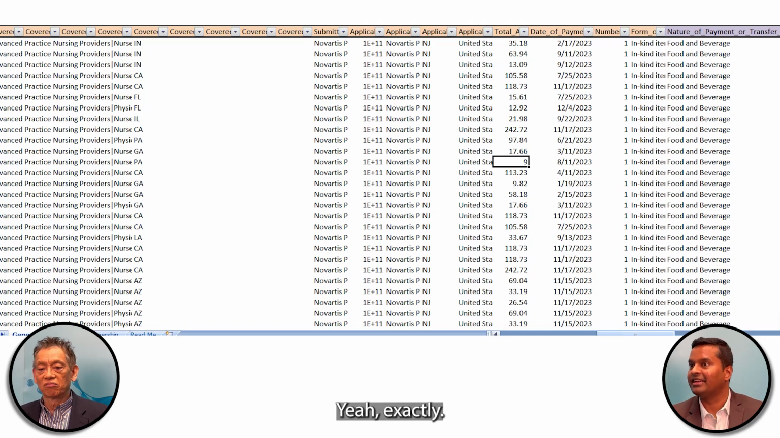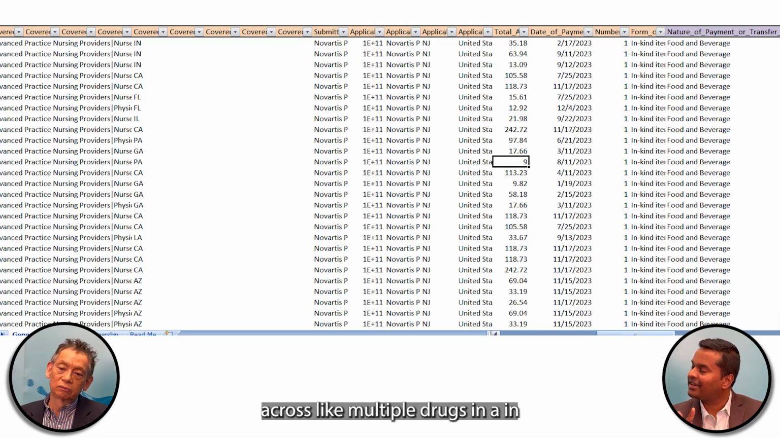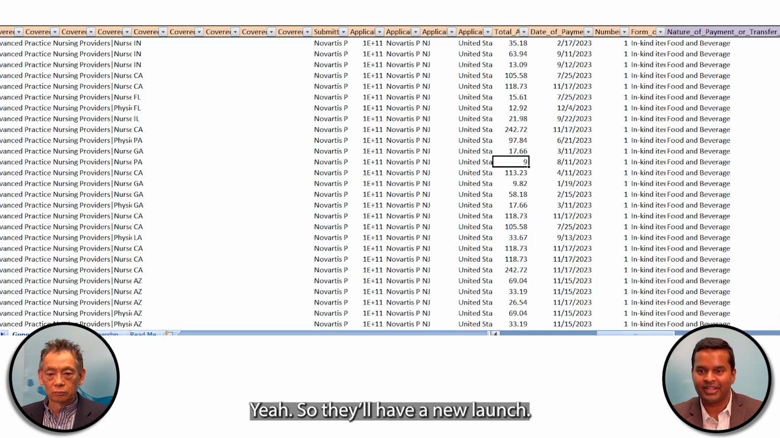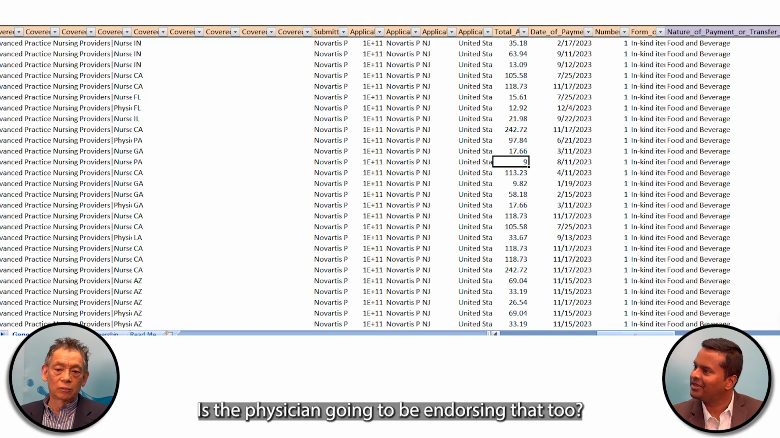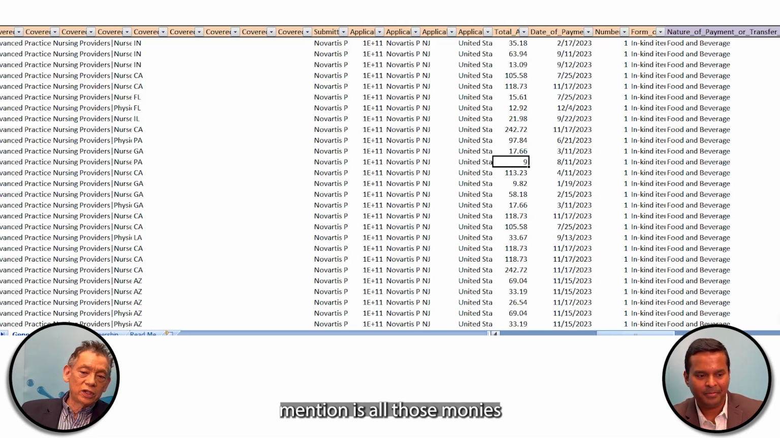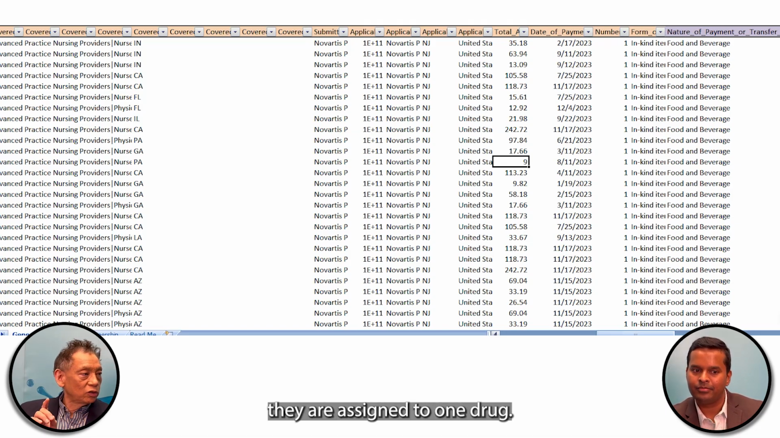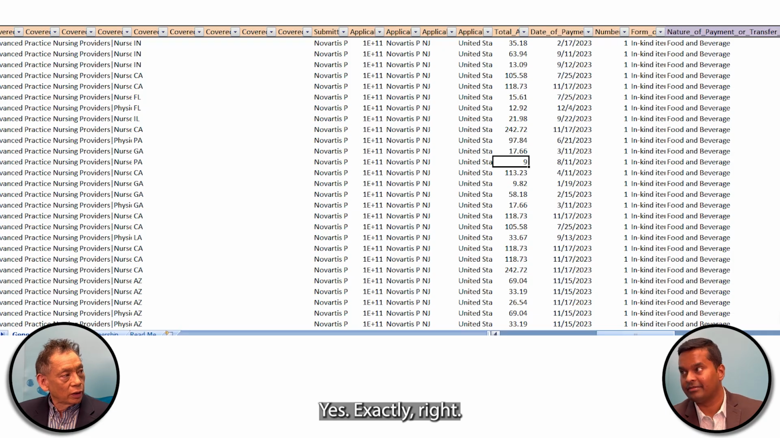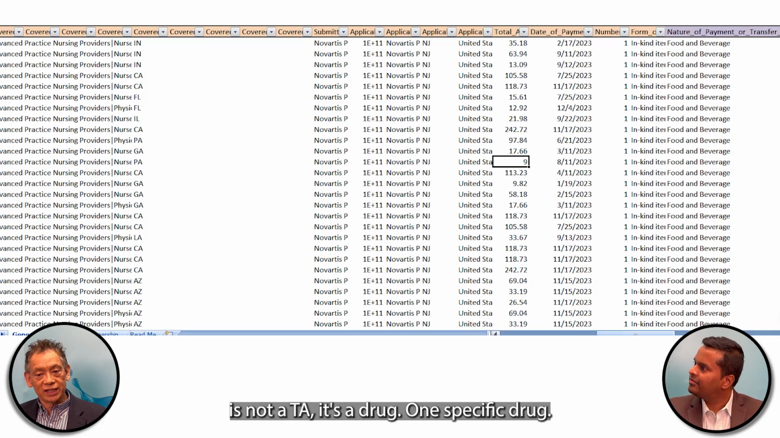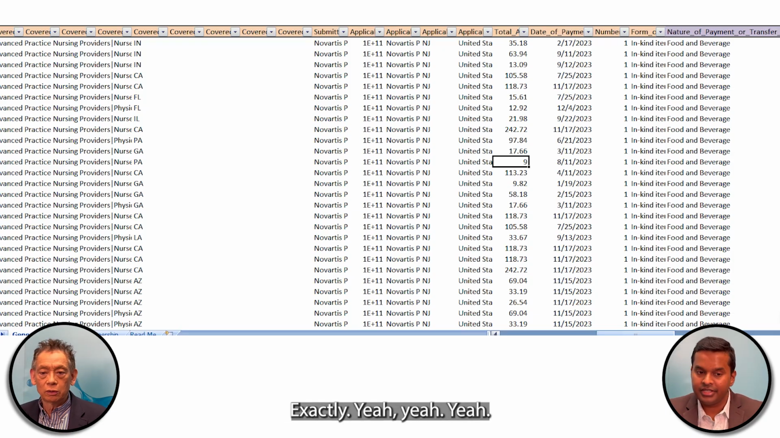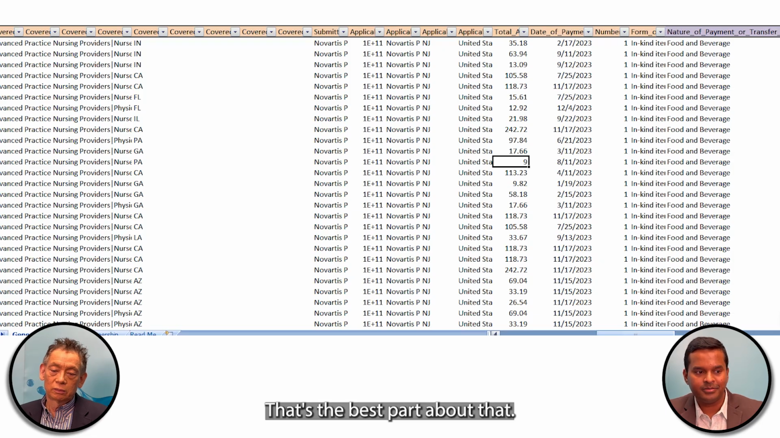Exactly. And it has a bleed-over effect across multiple drugs for a particular manufacturer. So if they have a new launch, is the physician going to be endorsing that too? And something that we didn't mention is that all those monies are assigned to one drug. So this is very specific, right? It's not a TA, it's a drug. Yes, one specific drug. That's the best part about it.